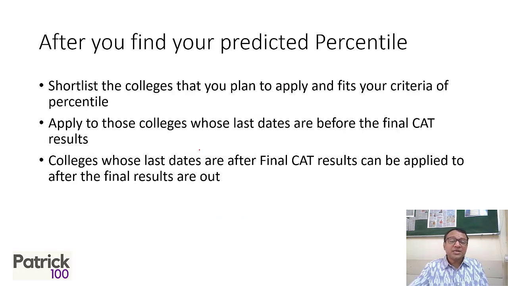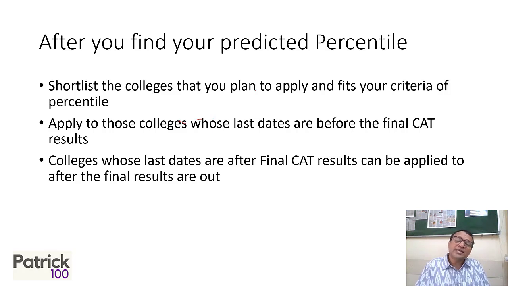Once you find a predicted percentile, shortlist the colleges that you plan to apply to, whichever fit your percentile. So if I'm getting an 80 percentile, I'll check out which colleges can accept me at 80 percentile, that is, where the cutoff is lower than 80 percentile. Now apply to those colleges whose last dates are before the final CAT results. Whoever's last dates are before the final CAT results, you can apply to them. No point waiting, if you're really satisfying the criteria.